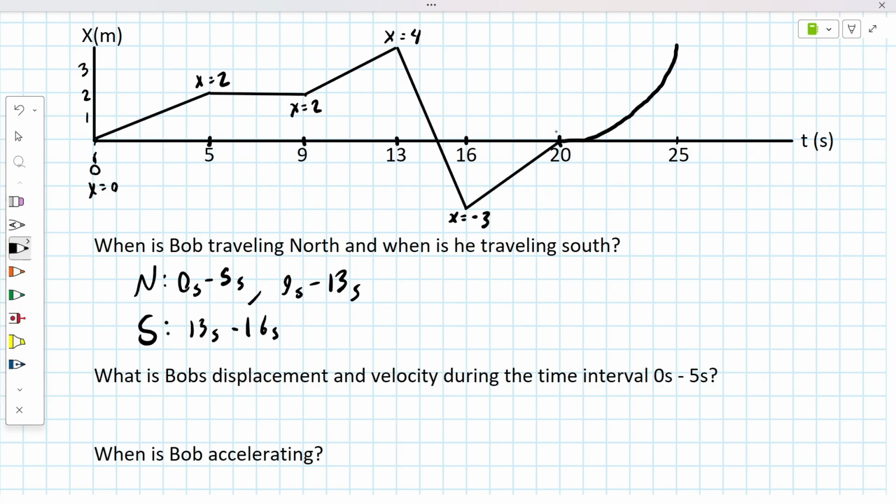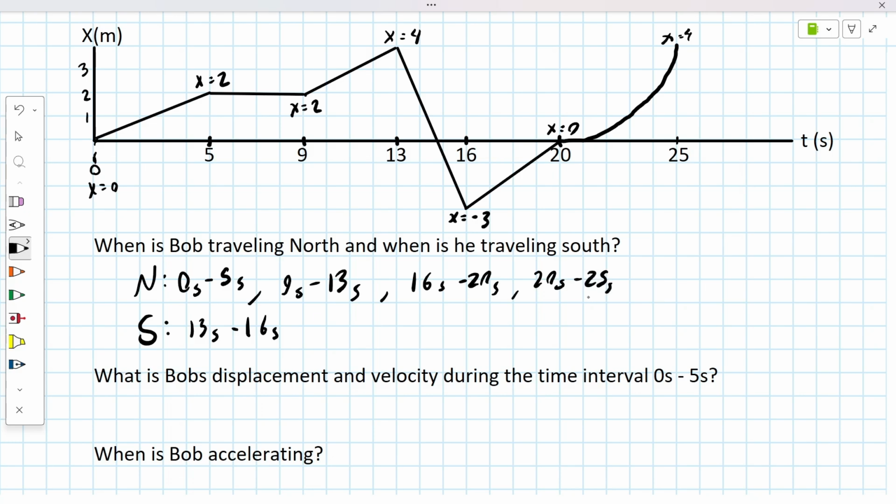Then at 20 he's at 0 again, which means he's traveling north from 16 seconds to 20 seconds, and then from 20 to 25 he ends at x equals 4 again, so he's also traveling north from 20 to 25.